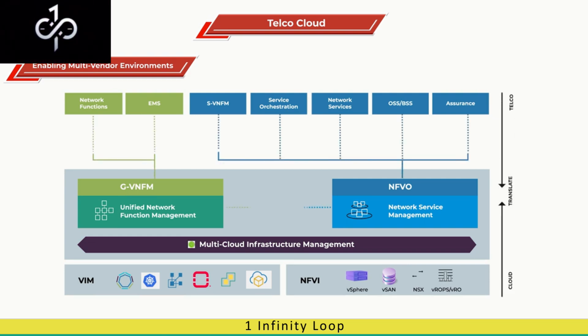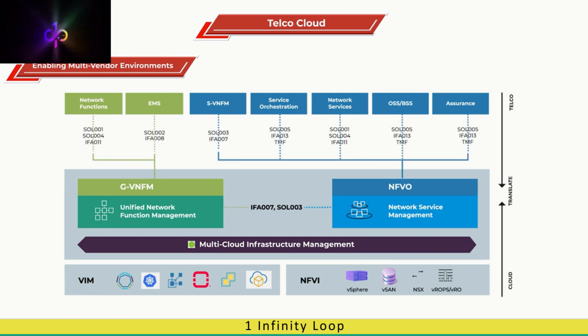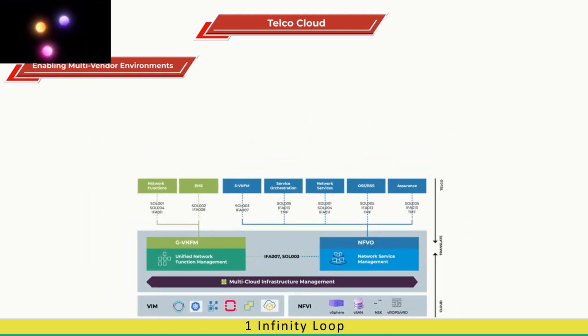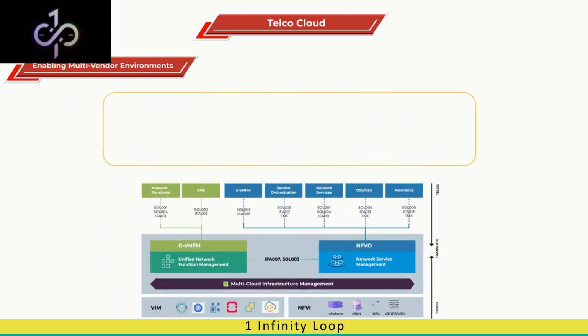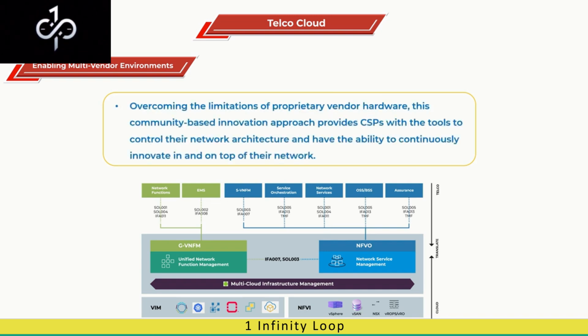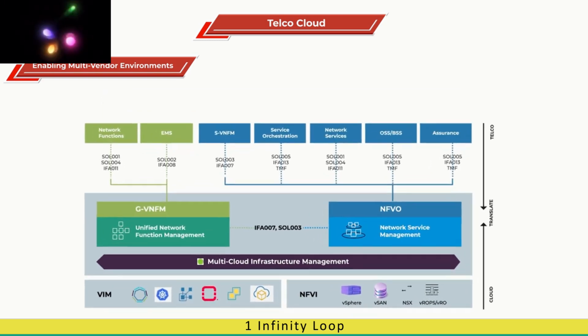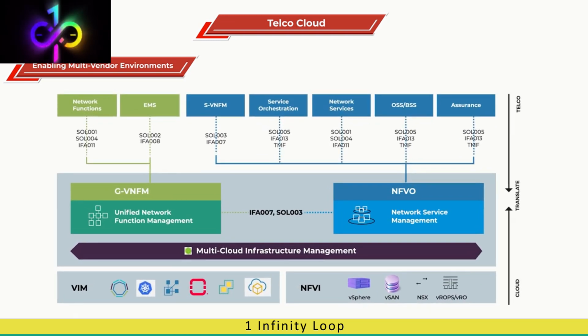Bringing the benefits of standardization to valuable technologies like NFV, software-defined networking, and cloud-native microservices, open source technology empowers service providers in several ways. Overcoming the limitations of proprietary vendor hardware, this community-based innovation approach provides CSPs with the tools to control their network architecture and have the ability to continuously innovate in and on top of their network. This flexibility changes their relationship with their vendors while driving competition and, in turn, decreasing costs.